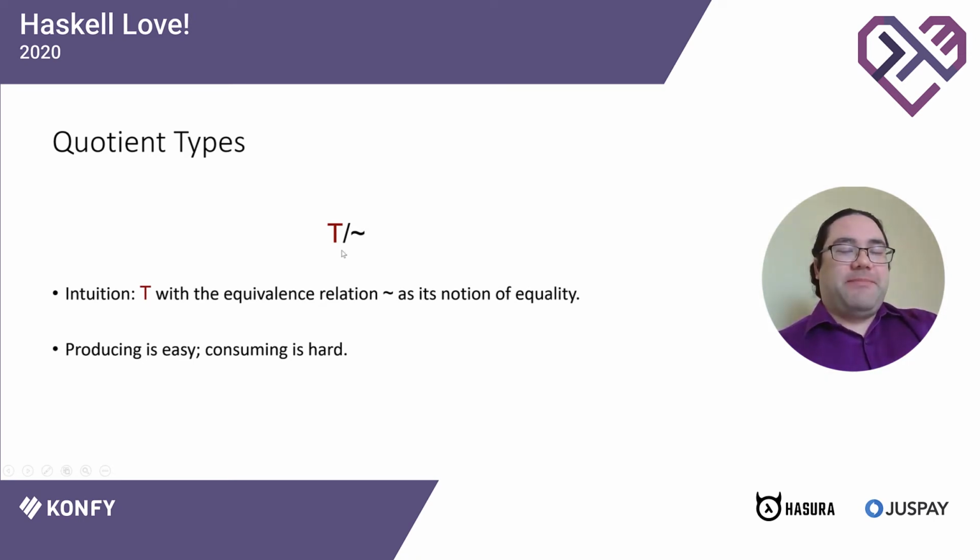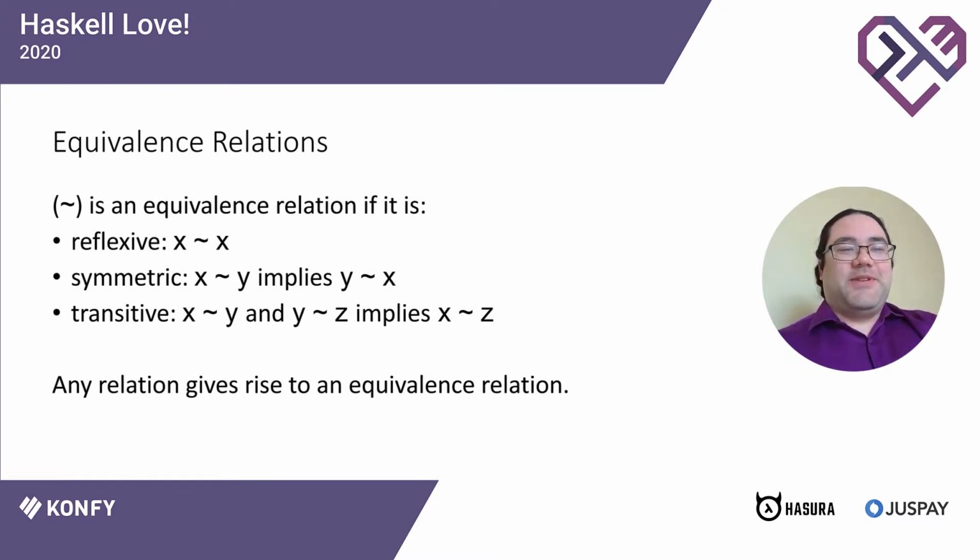And I'll go into a bit more detail, but dual to subset types, producing values of a quotient type is easy. Any value of type T is a value of the quotient type. So there's nothing that needs to be done there. But consuming them is hard. If you want to consume a value of a quotient type, you need to ensure that you respect this equivalence relation. So before that, let's actually talk about what an equivalence relation actually is.